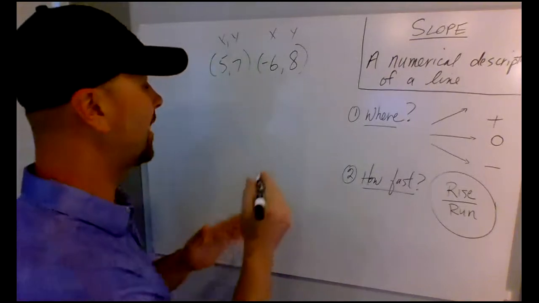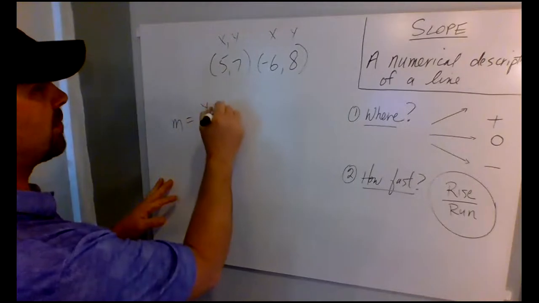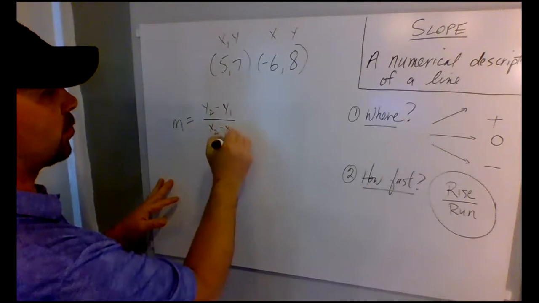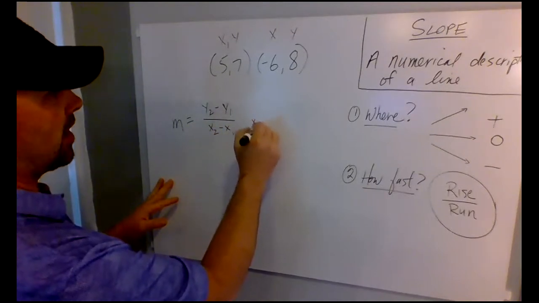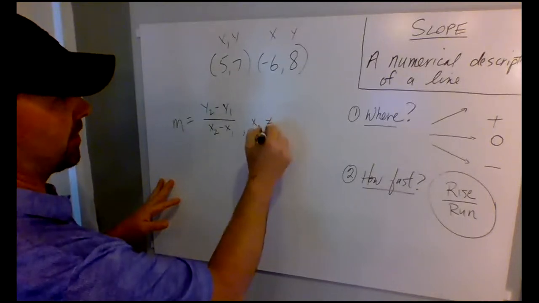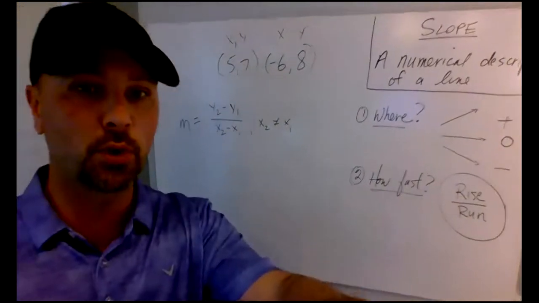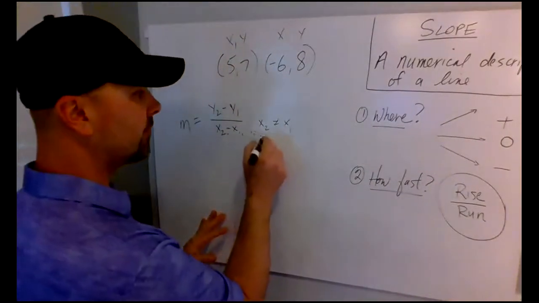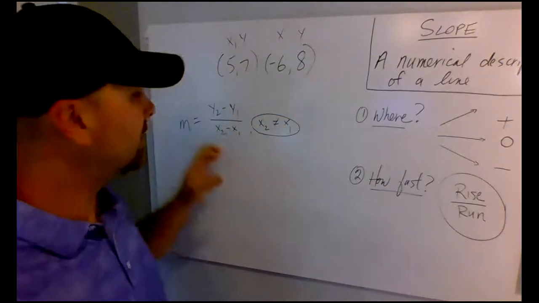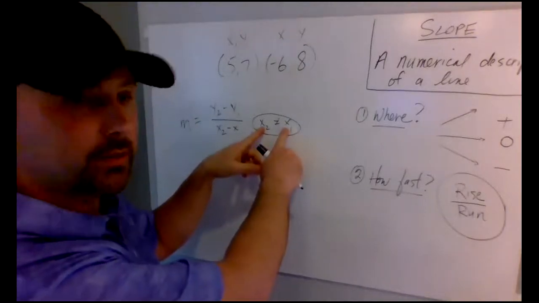Okay. So m equals y2 minus y1 over x2 minus x1, comma, x2 cannot equal, actually I think they had it that way, x1. Okay, so first off, when it comes to this formula, this is not part of the formula. This is telling you that slope cannot be found if your x's are equal to each other.